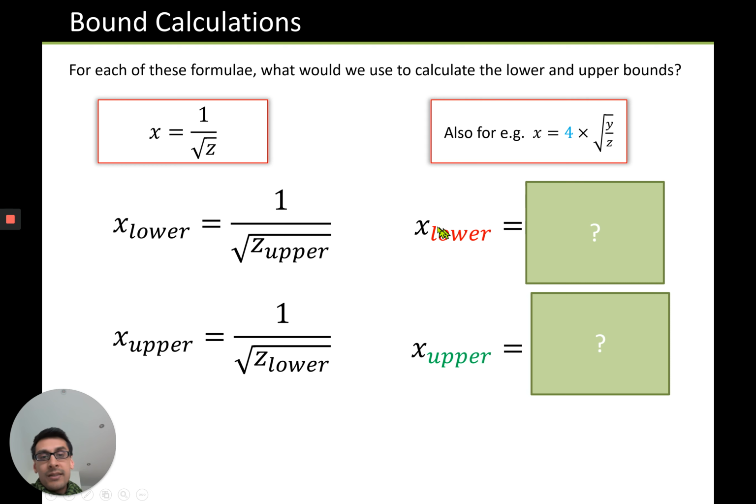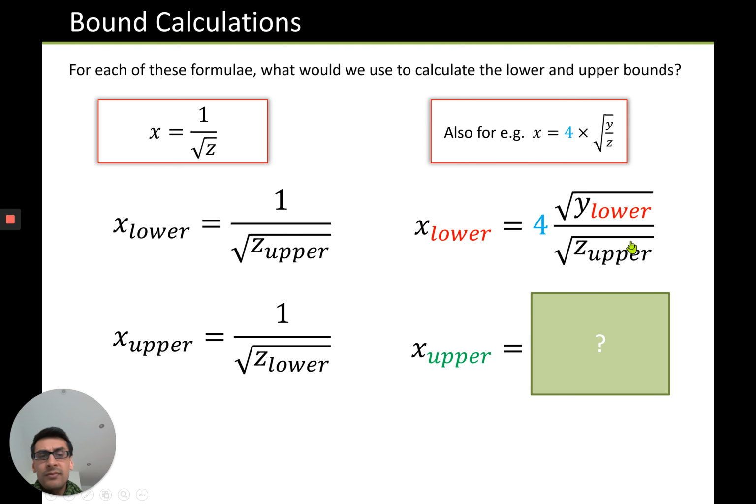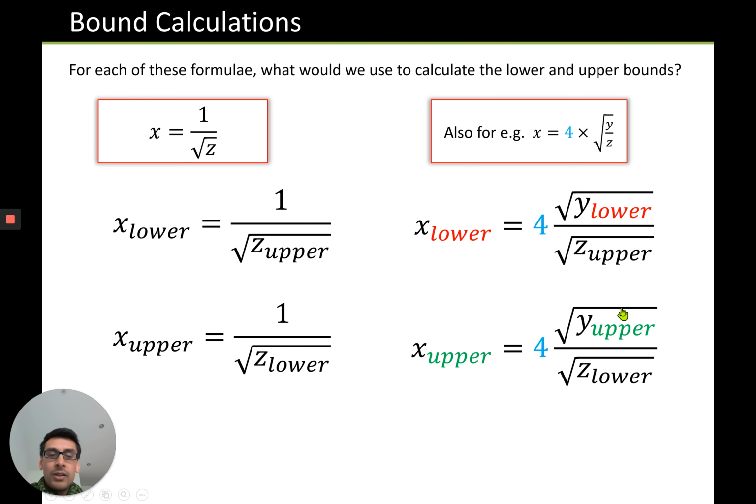In this case, the lower bound follows the same logic as the previous slide. So it's the lower bound of y, square rooted, over the upper bound of z, square rooted. And as a rule of surds, technically you can do the lower bound of y divided by the upper bound of z and then square root the whole thing in one go. That's just another way to do it, and you get the same answer. And the same for the upper bound: you do the upper bound divided by the lower bound, times 4.